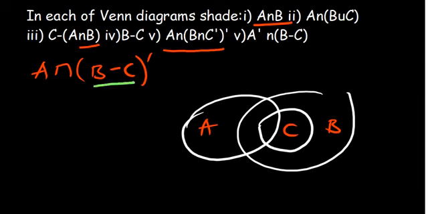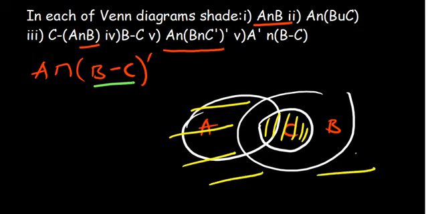B minus C is the region of B without C, which is basically this region within B excluding C. Now we are not interested in that region because of the complement. So we are interested in the region outside that. If you shade the region outside what we've shaded, it would require you to shade C itself, then also the region outside. That's what it means when you say complement.